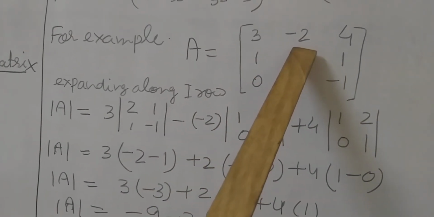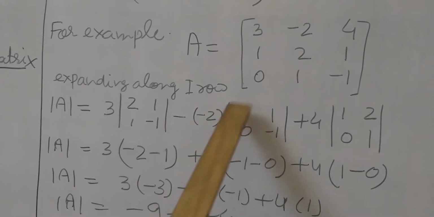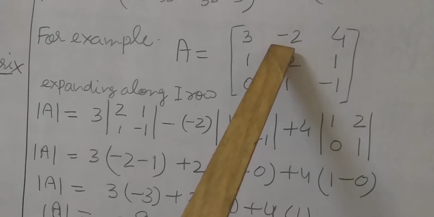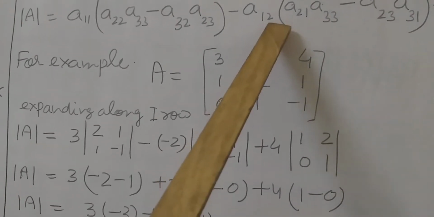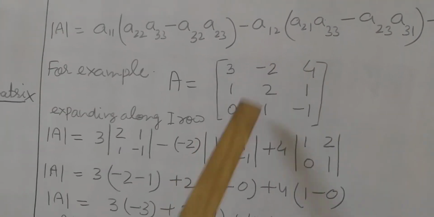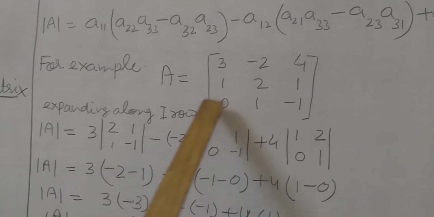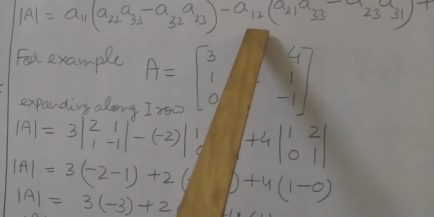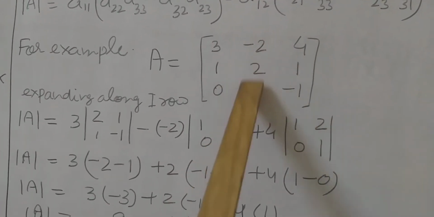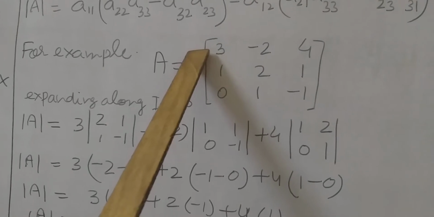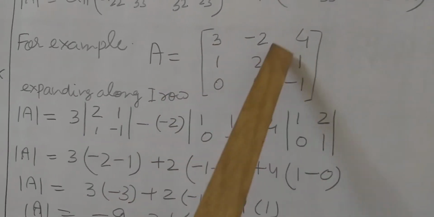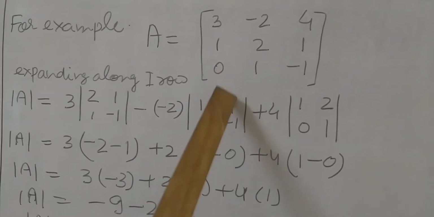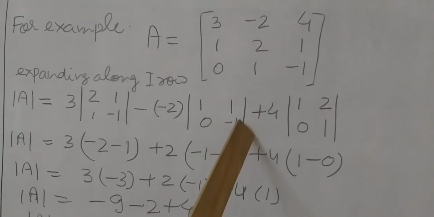Now we have to write the second element, student, minus 2. Now check its position. It is A12. So A12, when we add, it is coming 3. So we have to put a minus sign before it. Now delete its row and column, student, in which minus 2 lies. So the second column and first row will be deleted. Left values: 1, 0, 1, minus 1. So these values will be written as it is, student, and put the determinant sign.